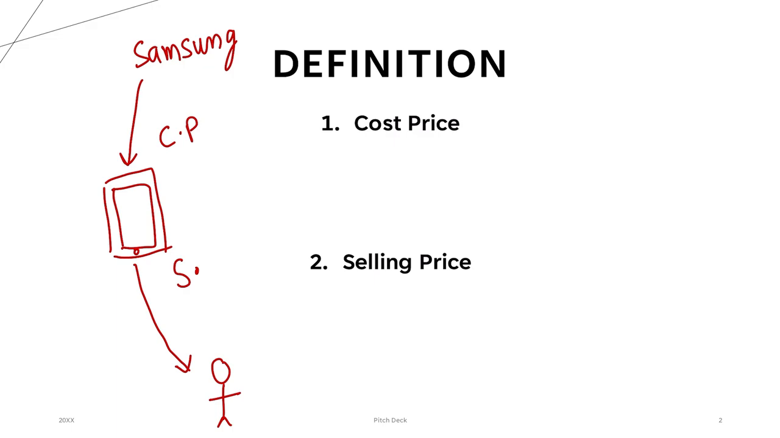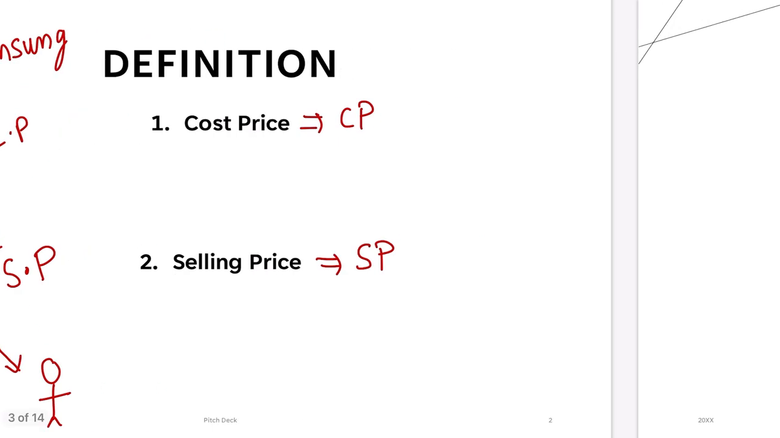Whatever price you are buying from the factory is your cost price. Whatever price you are selling it for to the customer is your selling price. I hope it is clear. We will understand these terms more. But for now, whatever price you are buying it for or whatever it is costing you, that is cost price or CP, and whatever price you are selling it to the customer for, that is SP. I hope these terms are clear. Now let's move on and understand these terms even better.